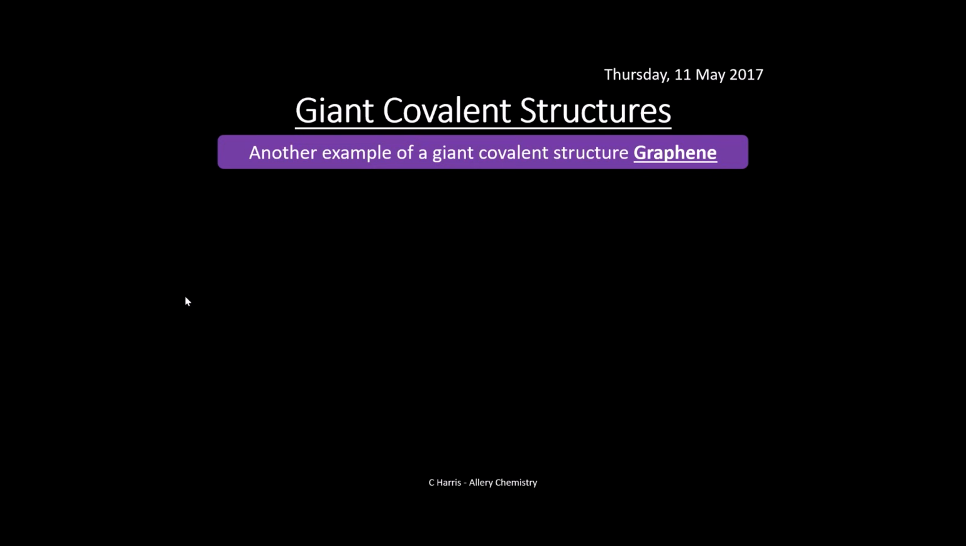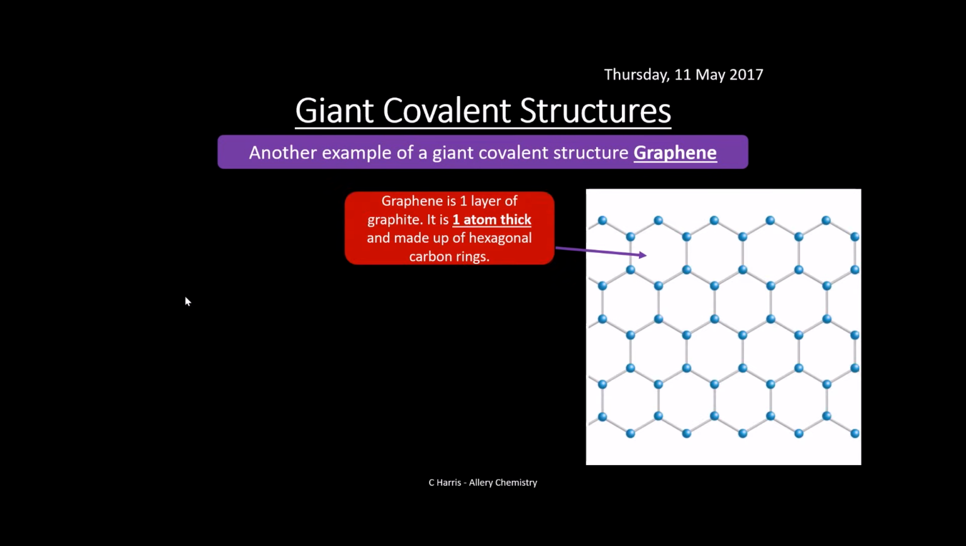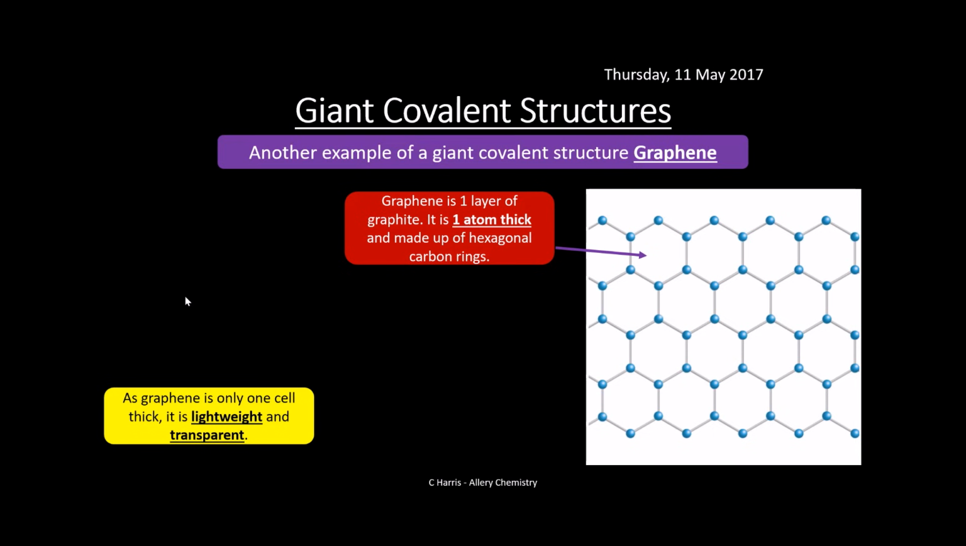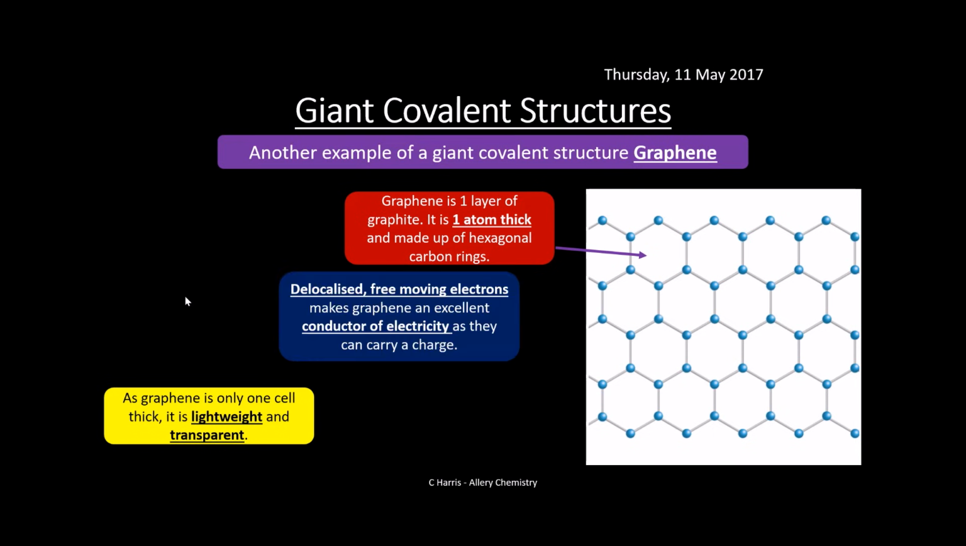Okay, another one is graphene. Now this is quite new in terms of its use anyway. Graphene is one layer of graphite, so we know we looked at them layers. It's one atom thick, made of hexagonal carbon rings. You can see a diagram here. As graphene is only one cell thick, it's lightweight and it's transparent, crucially.